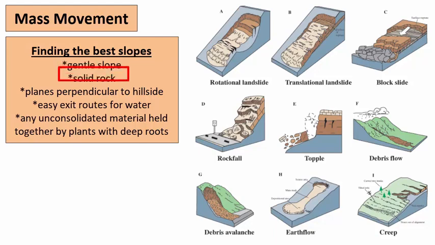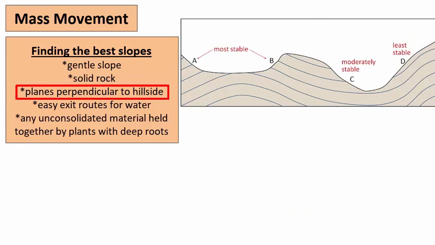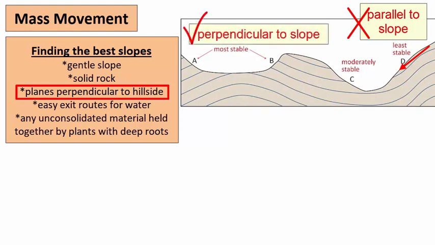Then look at the rocks and material that make up the slope. The more solid the rock, the better. Loose, unconsolidated sediments or soils will be most likely to slump or slide. Then look at the geologic structure of the hillside. If there are bedding, foliation, or fault planes, are they parallel to the hillside? If so, they're more likely to fail than those that are perpendicular to the hillside.